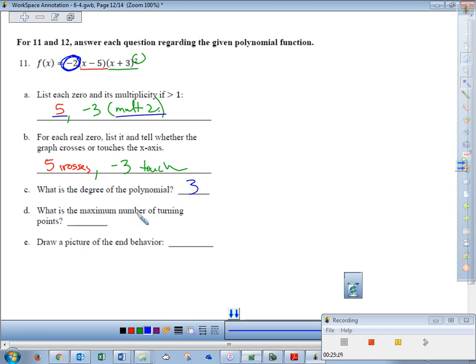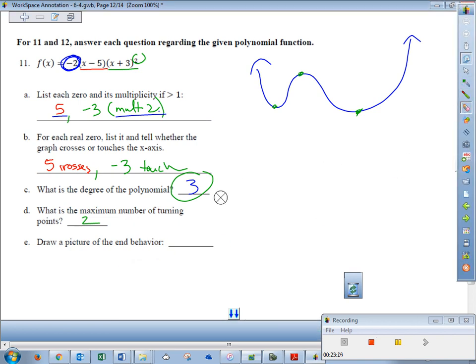What's the maximum number of turning points then? What do you think? Turning points. When I gave you a graph before, and I asked you to find the turning points, there's 1, 2, 3 turning points on that. You found the minimum degree to be turning points plus 1. You have the degree already. So if this is turning points plus 1, then how do you go backwards and find turning points? Subtract 1, so how many turning points? 2.